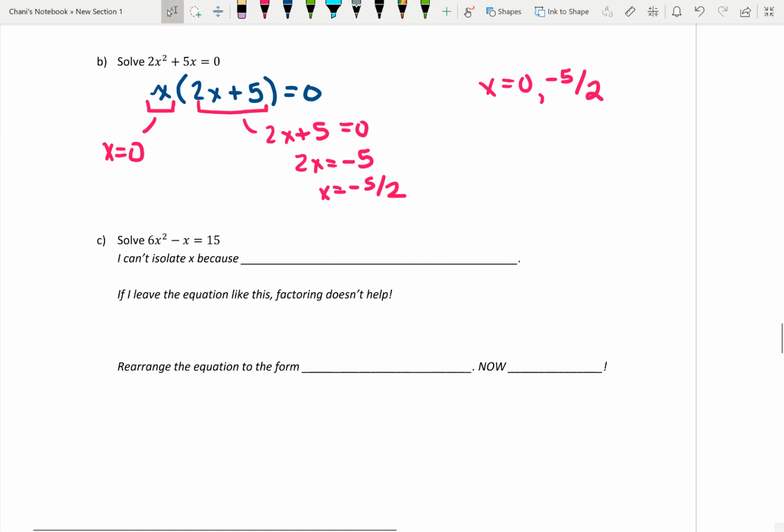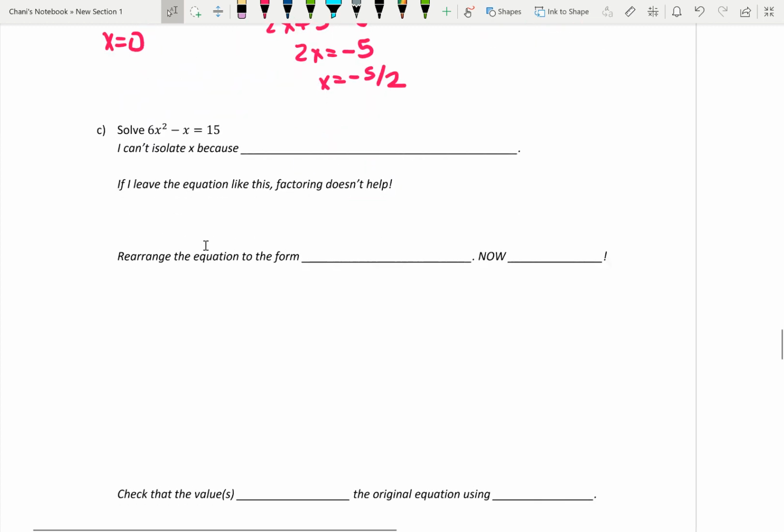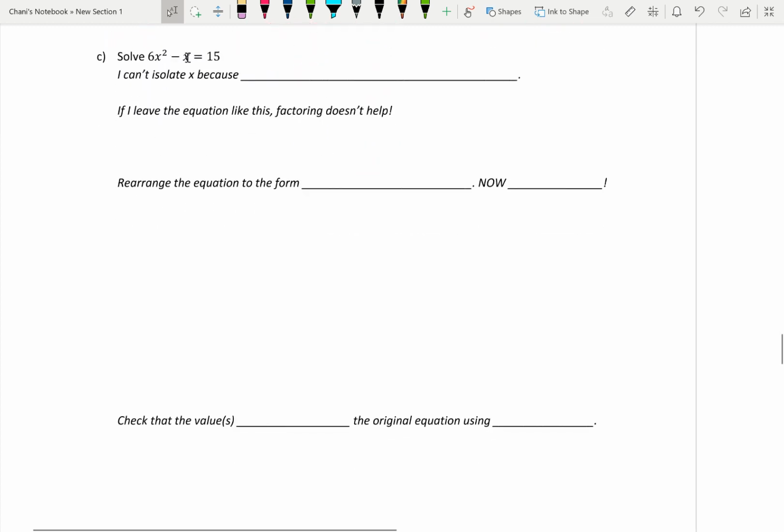So in both of those examples, we already had a quadratic expression equaling 0. In this example, we have a quadratic expression equaling 15. Okay, so we can't isolate x because there are no like terms. Usually we're used to moving all the numbers to one side and all the x's to one side, but that doesn't help us here. We can't do anything else with the left side. If you leave the equation like this, in this form, factoring doesn't help.